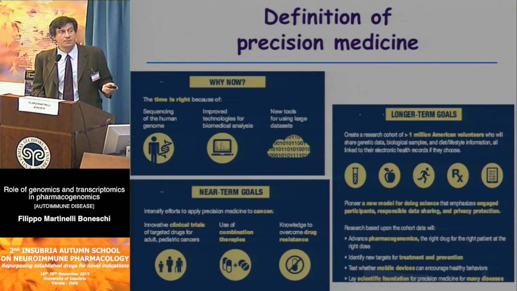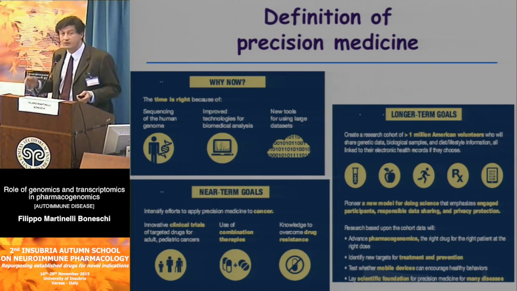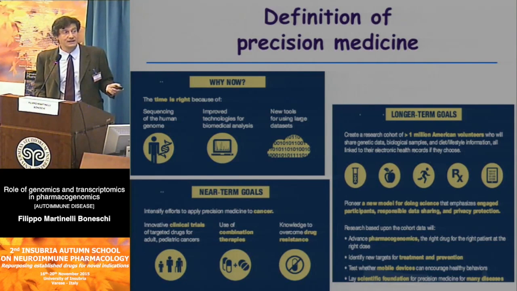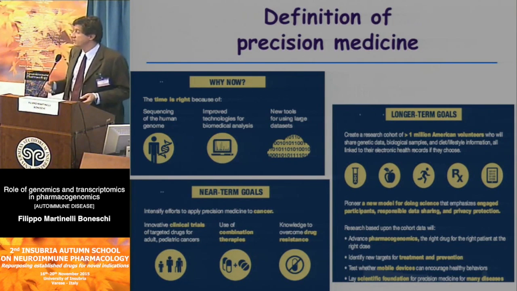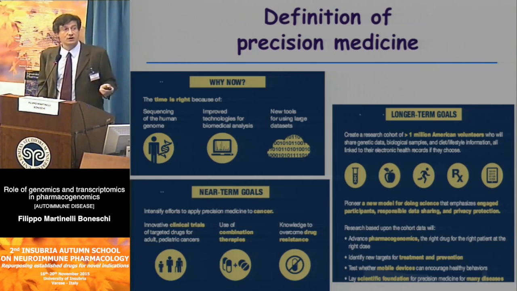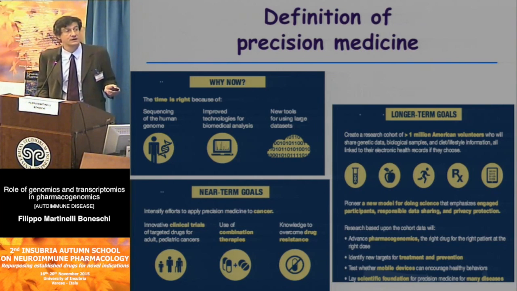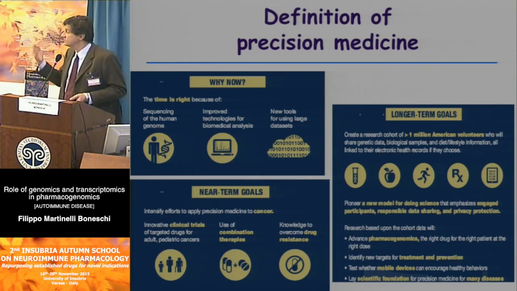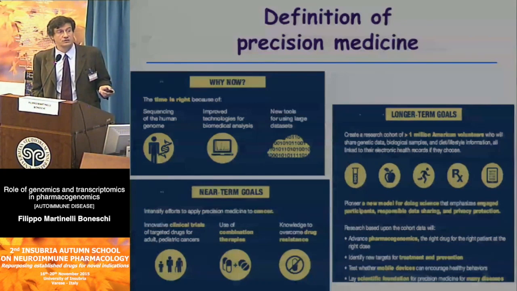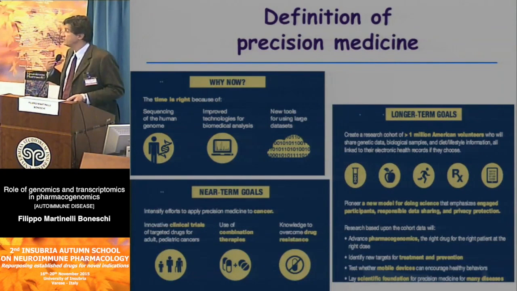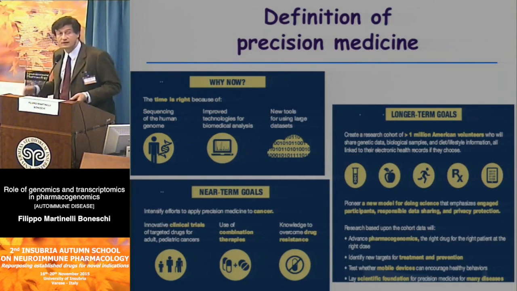There are some reasons to launch precision medicine now, which is the fact that we have been able to sequence the human genome, so we have a large amount of data on potential biomarkers, including genetics. We have an improvement in technologies used for biomedical analysis, including all this bioinformatic approach using sequencing data and also integrating different layers of data.